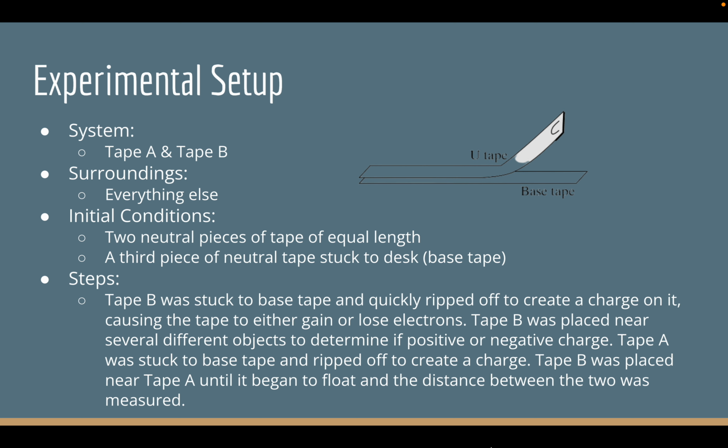In this experiment, the system is tape A and tape B, and the surroundings are everything else. For initial conditions, there were two neutral pieces of tape that were equal in length and a third piece of neutral tape that was stuck to a desk. I began by sticking tape B to the base tape and ripping it off to create a charge. Tape B was then placed near objects of different charges to determine its overall charge. Tape A was then charged in the same way as tape B, and tape B was placed near tape A until it began to float. The distance between the two pieces of tape was then measured and recorded.